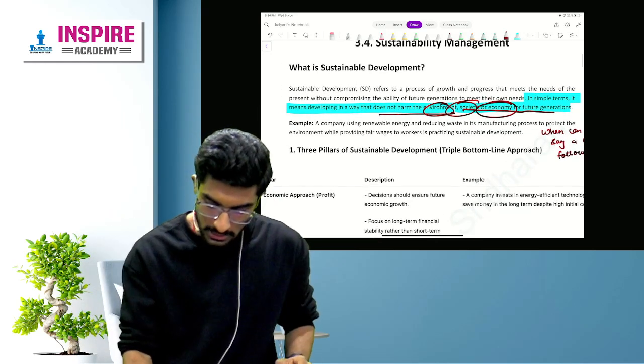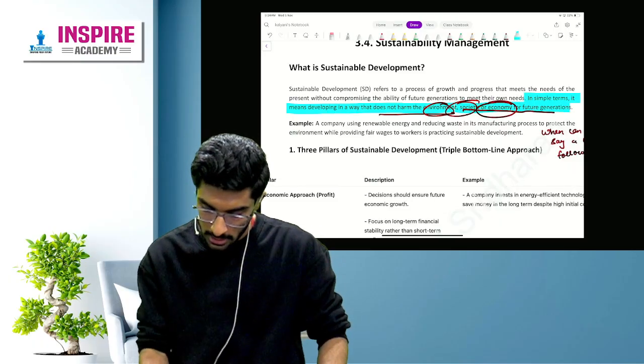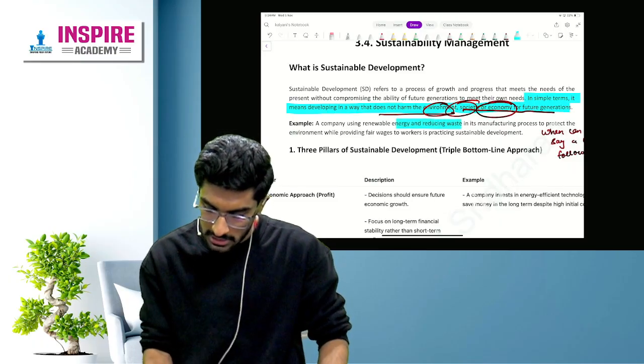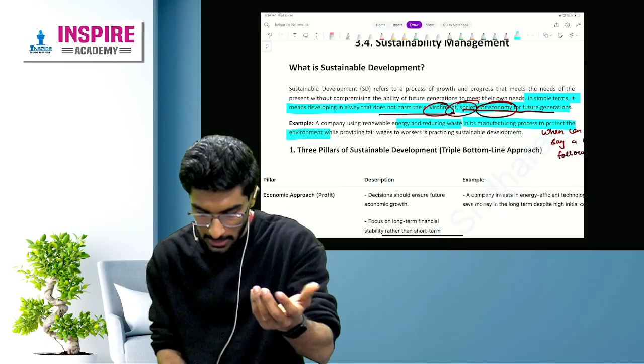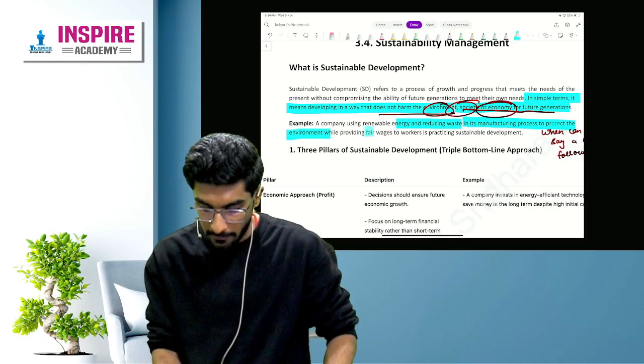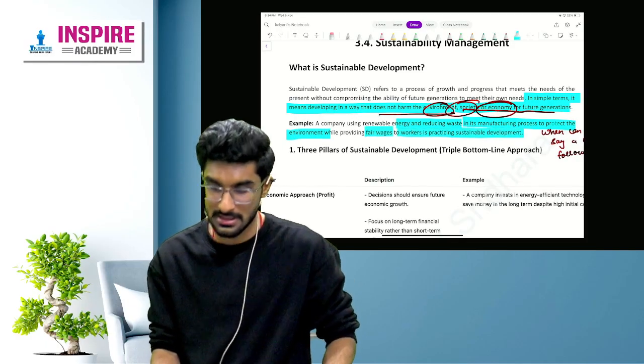A company using renewable energy and reducing waste in its manufacturing process to protect the environment while providing fair wages to workers is practicing sustainable development.